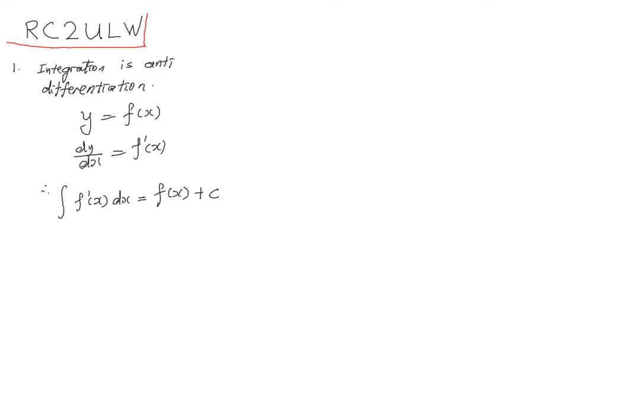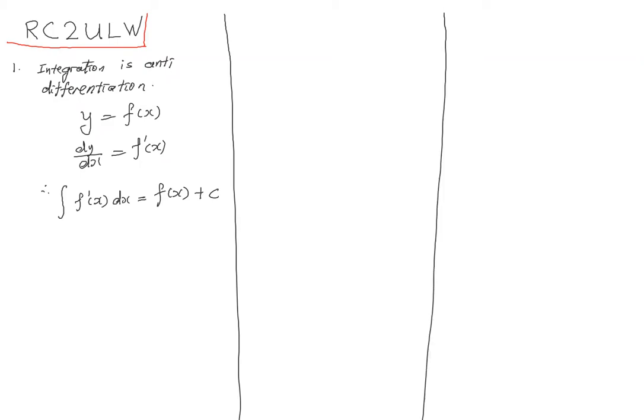Okay, can anyone give me the reason why I have to use plus c? Why I have to put plus c? Do you have any idea? When you differentiate a constant, it turns into 0. So when you integrate it, since it's 0, you don't know if a constant is there or not. So you just put plus c. Okay, thank you.